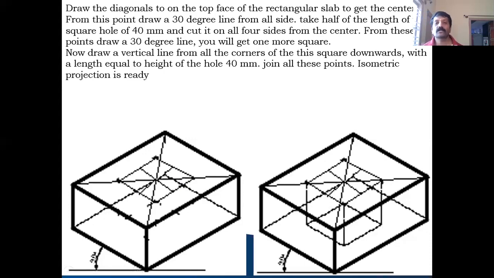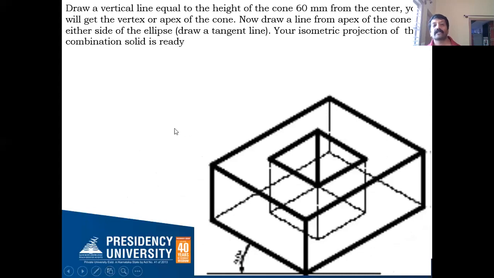After this you take isometric 40, and cut it on all the downward vertical lines. You will get 4 points, 1, 2, 3, 4. You join these 4 points. Now you can see the square through hole is drilled on a rectangular slab. Now if you remove all the construction lines, this completes your isometric position of this combination. Retaining only the visible edges, you are going to get it like this.